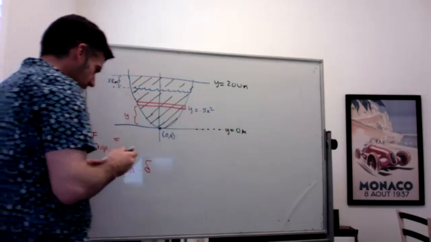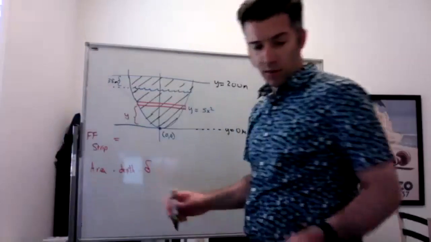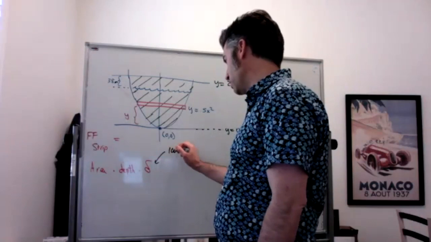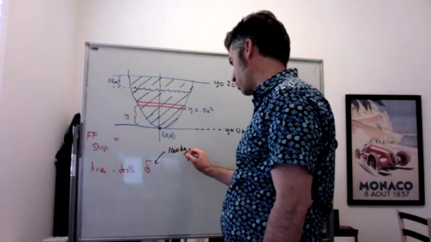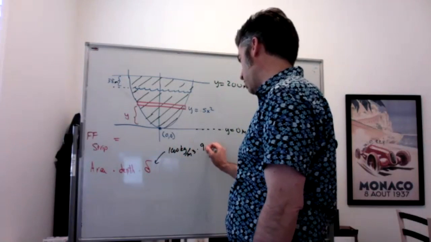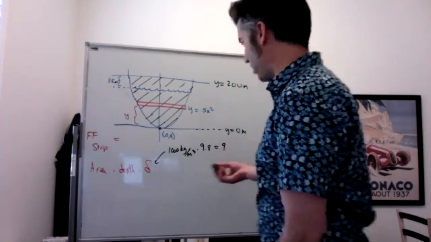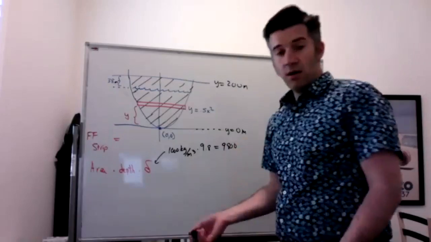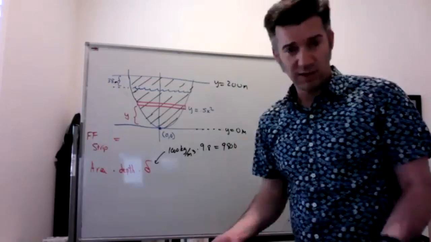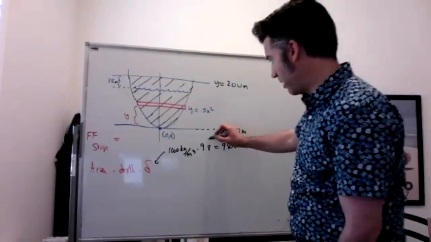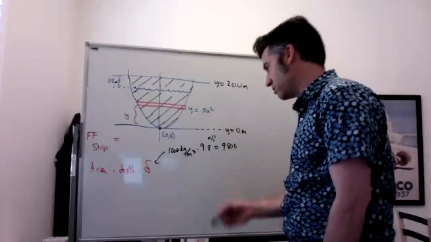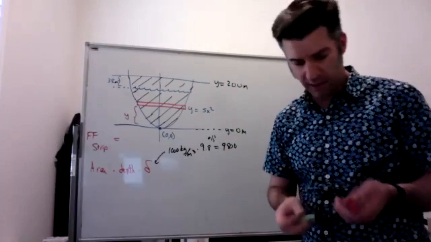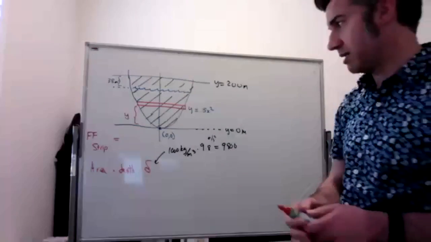Okay. So the density, right? We know the density is going to be 1,000 kilograms per cubic meter times 9.8, or just 9,800. I don't care about the units, although the units would be right. The units would be kilograms per meter squared second squared. Okay. So that's our density.